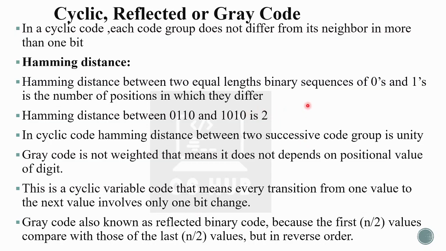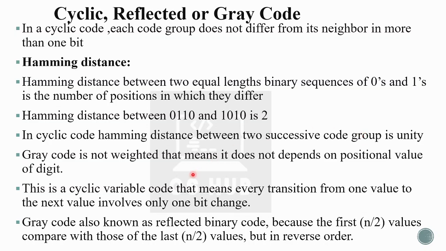Suppose the gray code for 1 is 0001, then the gray code for 2 will be 0010, something like that. So there will be only a single bit change. The Hamming distance will be 1 for each adjacent code group. The transition from one value to the next value involves only one bit change. For 1 to 2, there will be only a single bit change. For 2 to 3, there will be only a single bit change.